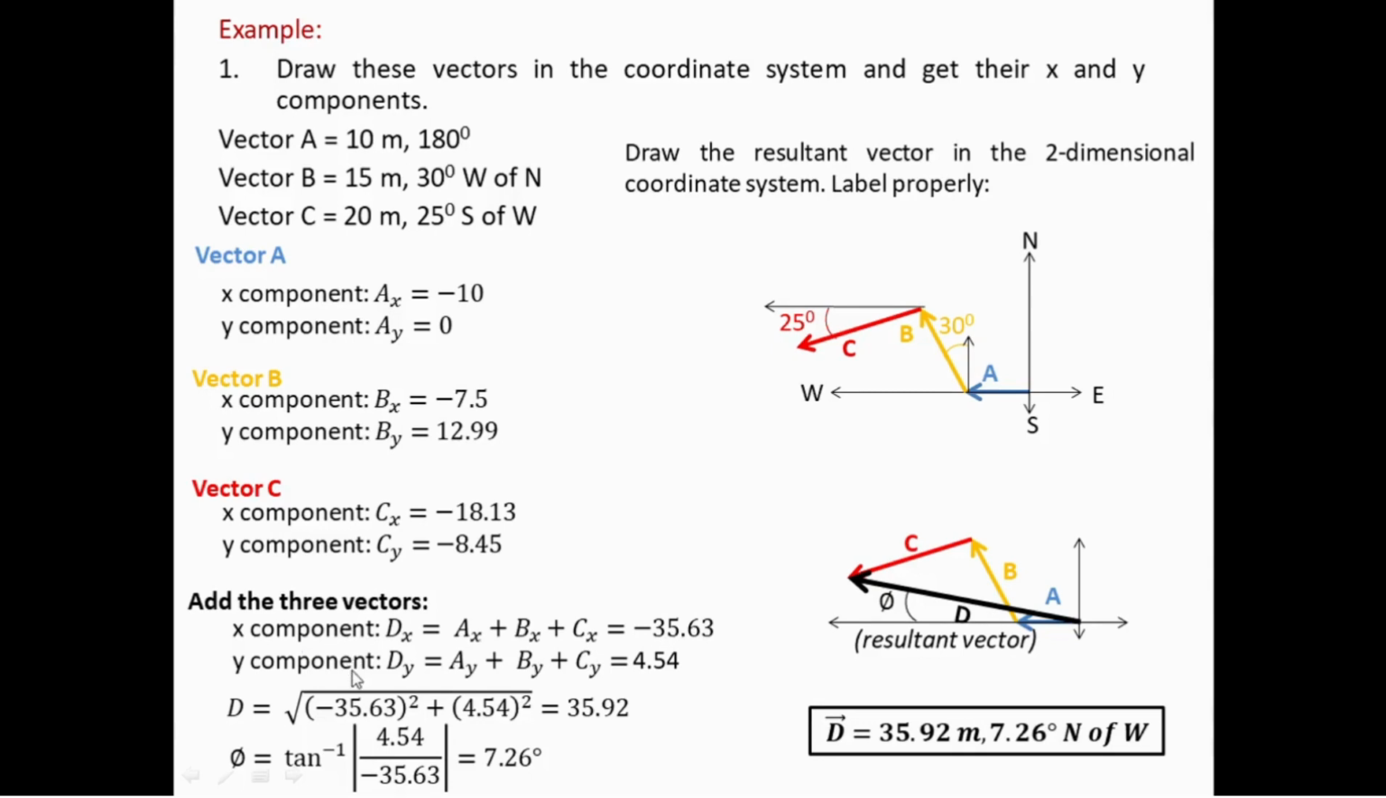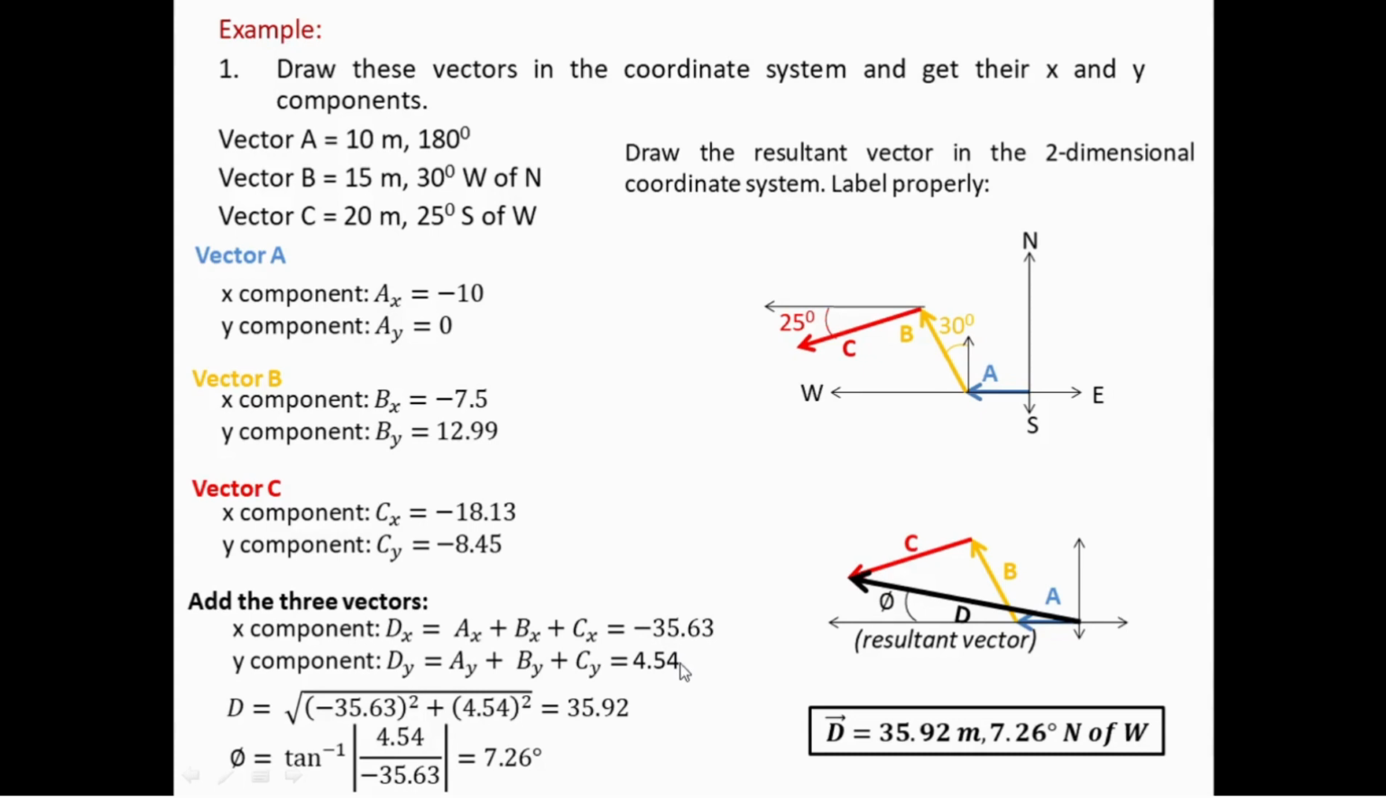How about the y component? So all we have to do is to add the y components of vector A, vector B, and vector C, which is just 0 plus 12.99 plus negative 8.45. So that should give us a total of positive 4.54 meters. Therefore, the x component of our resultant vector d is negative 35.63 meters, and the y component of our resultant vector d is equal to positive 4.54 meters.